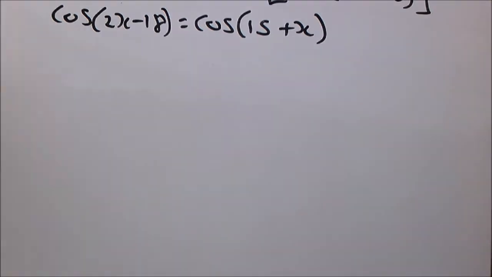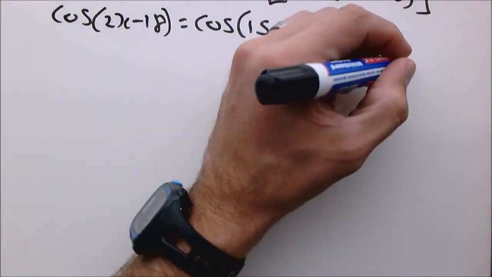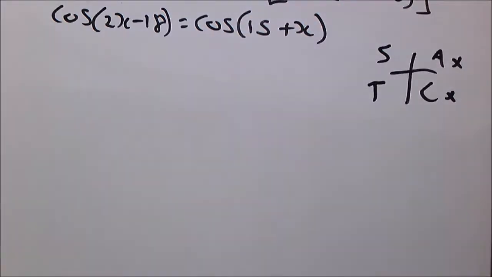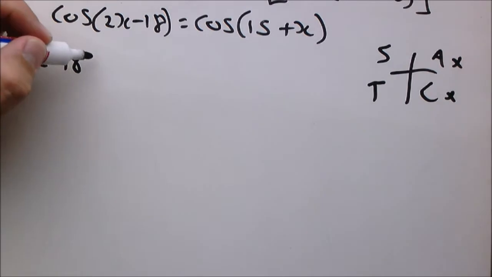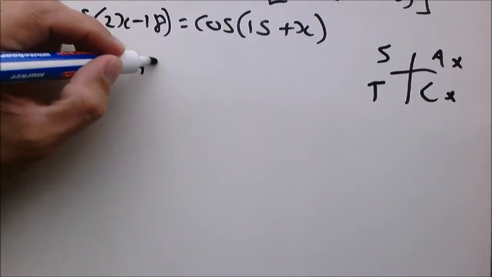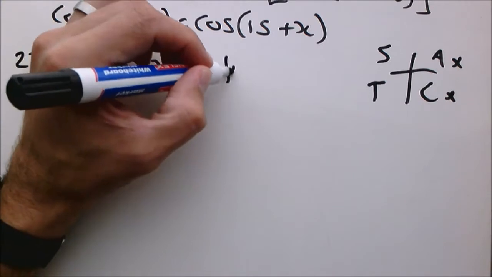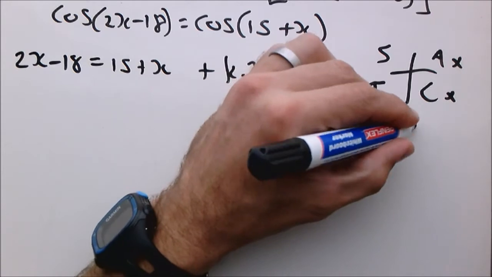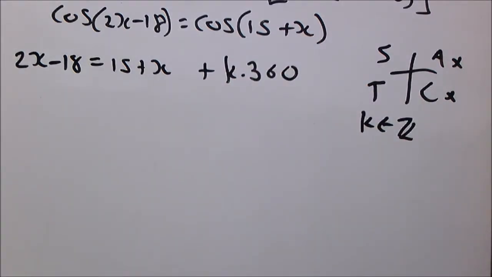So first of all, we can say this is a positive value. So for the cos function, we are working in the first and fourth quadrants. So we're going to have two different solutions. So let's write down our reference angle is 15 plus x. So we can immediately start off by saying the following: 2x minus 18 equals 15 plus x plus k 360, and we define our k as an element of Z. So this is our first part of the solution.